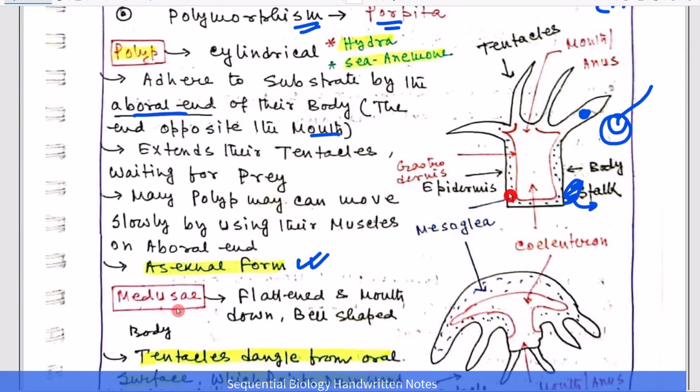And here you can see the different layers of this polyp. Outer is epidermis and inner is endodermis, and there is a single gastrovascular cavity or coelenteron, and this is the gastrodermis, the lining of this single gastrovascular cavity. The opening of this gastrovascular cavity is called the mouth or the hypostome, and the mouth is surrounded by many tentacles.